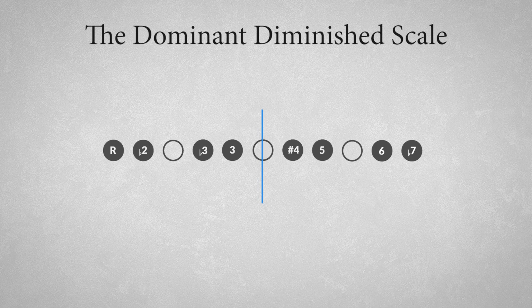The dominant diminished scale is a symmetrical scale that consists of alternating half steps with whole steps, starting with the half step. Therefore, it's also called the half-whole diminished scale. Now, here's the scale played over a dominant 7th chord.